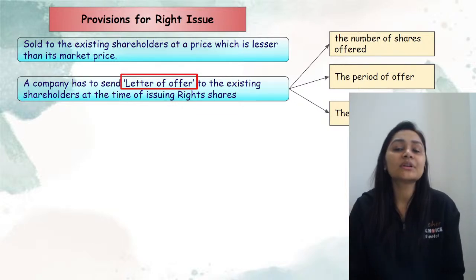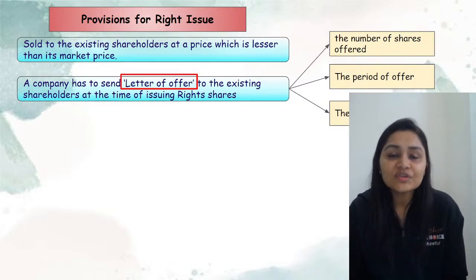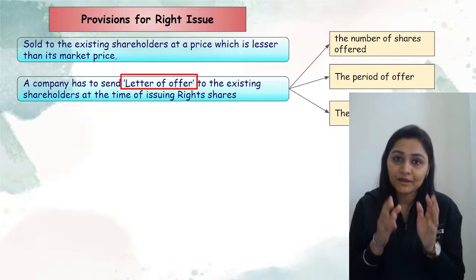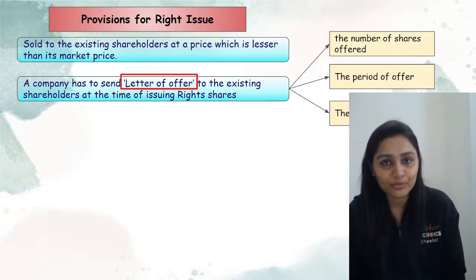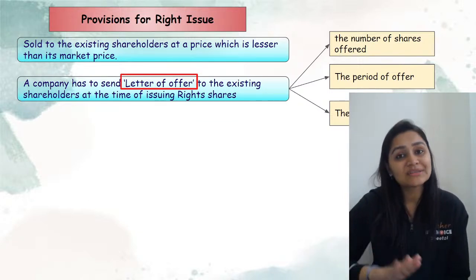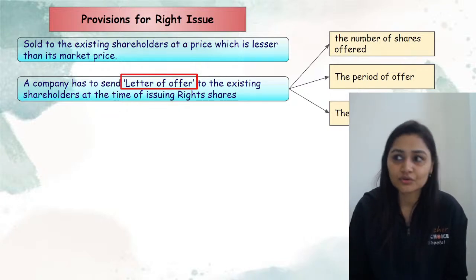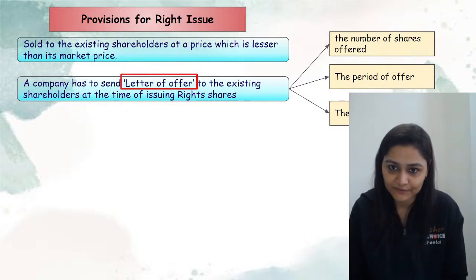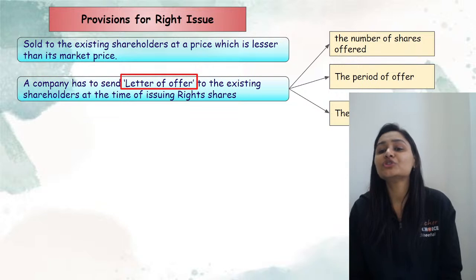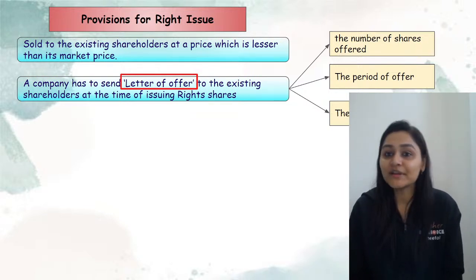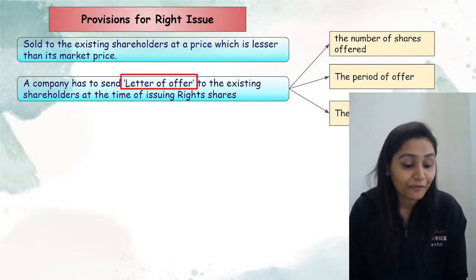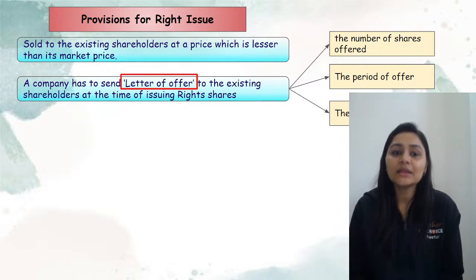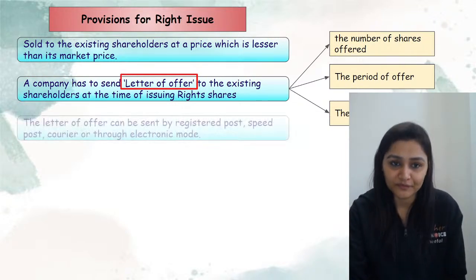And the right to renounce. The right to renounce is available with the right issue to the equity shareholders, that is to sell off their shares or to trade upon their shares. So the right to renounce is mentioned, the period of offer is mentioned, and the number of shares which are to be offered is mentioned in the letter of offer.